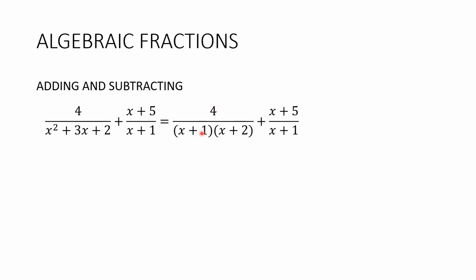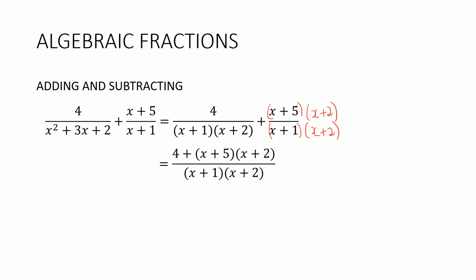Now this term here has got an x plus 1 and an x plus 2, but this one here only has an x plus 1. So I need to multiply top and bottom by x plus 2. I'm also going to put in the invisible brackets. So I'm multiplying top and bottom by x plus 2. And then join it together, I get this.